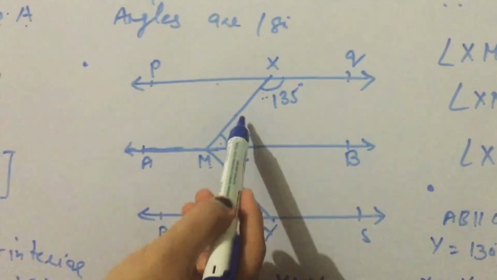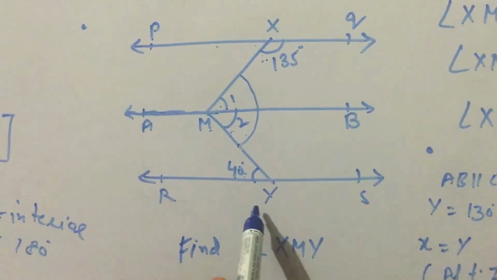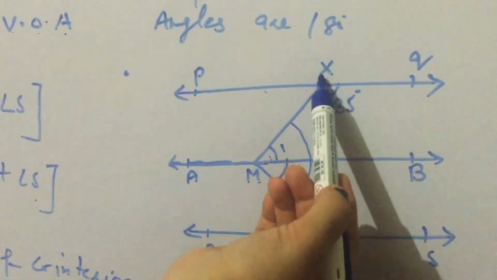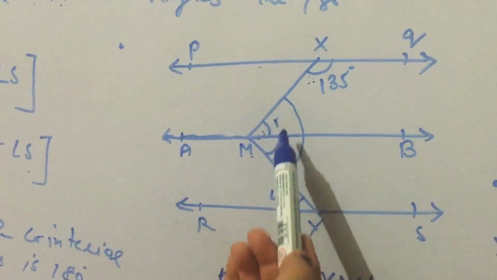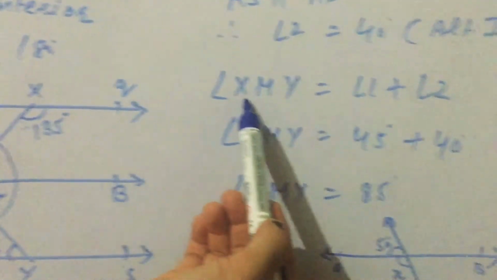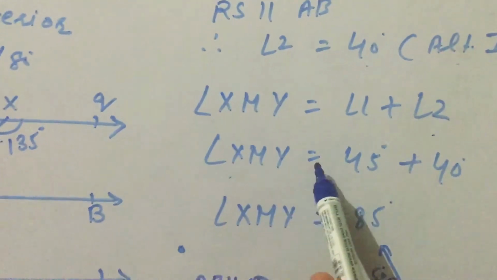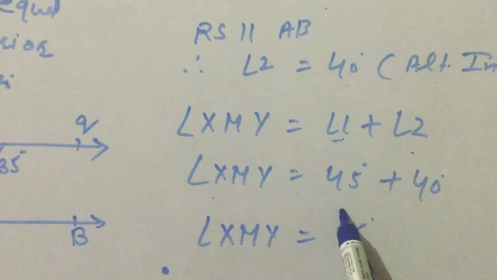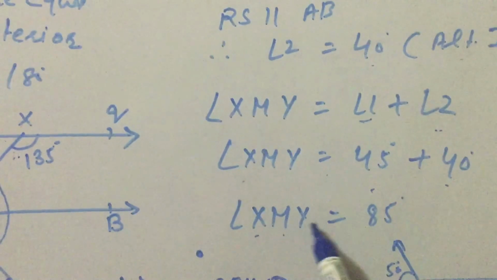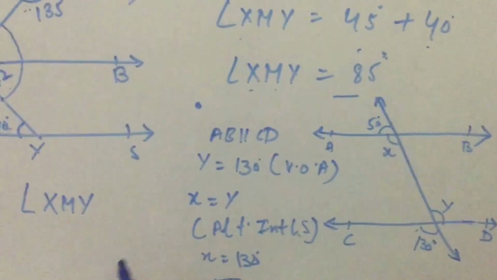But we have to find this complete angle XMY. In this complete angle there are two angles, angle 1 and angle 2. So angle XMY equals angle 1 plus angle 2. Angle 1 is 45, angle 2 is 40. So angle XMY equals 85 degrees. This is the answer.